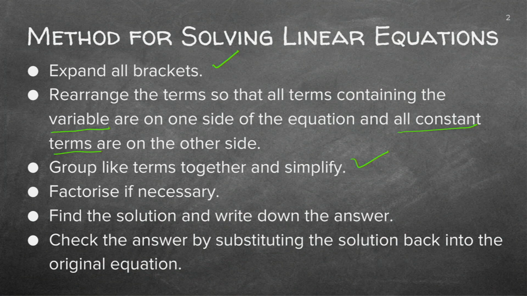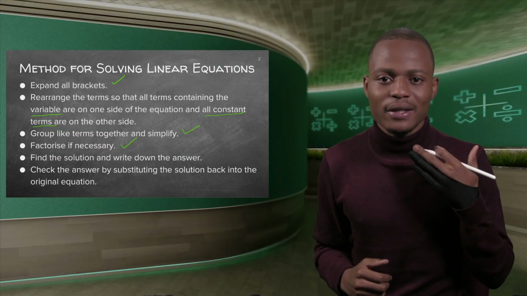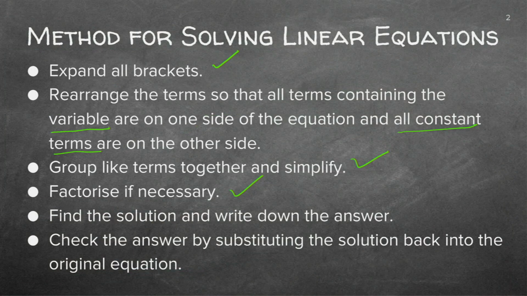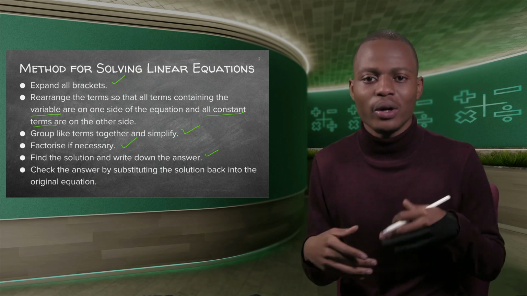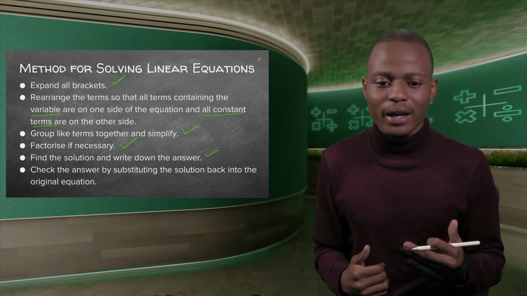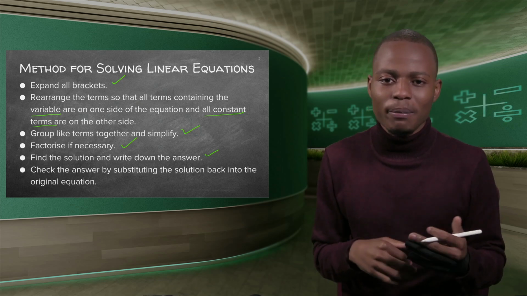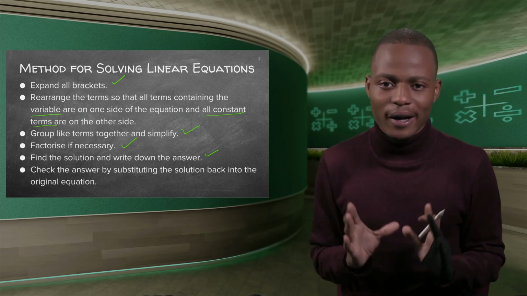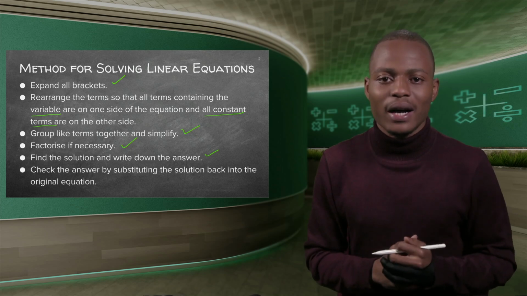And also factorize if necessary. If you find yourself in a situation where you have to factorize, please do so. Always factorize. Another rule says find the solution and write down the answer. Whenever you're working with equations, always conclude: I found my answer, x equals 2, x equals 3. That conclusion is very important because it shows that you've done everything you had to do, simplify and factorize. So you are done now, and you give them the answer they've always been asking for.